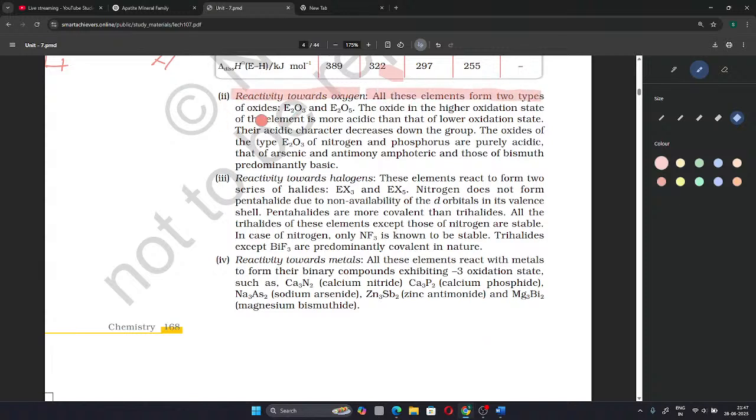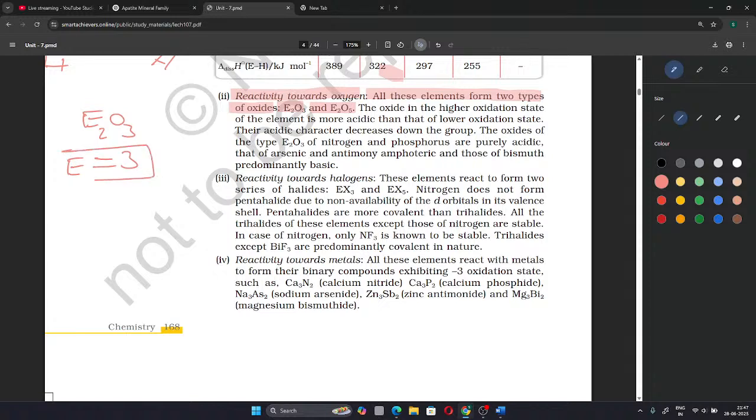All these elements form two types of oxides, E2O3 and E2O5, where the oxidation states are: in E2O3, the oxidation number of E is +3, whereas in E2O5 it is +5.